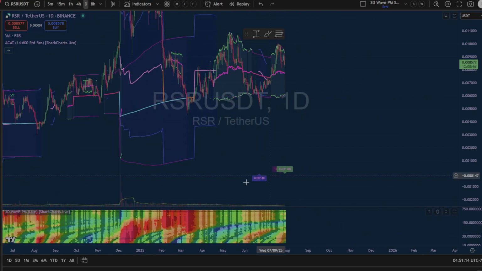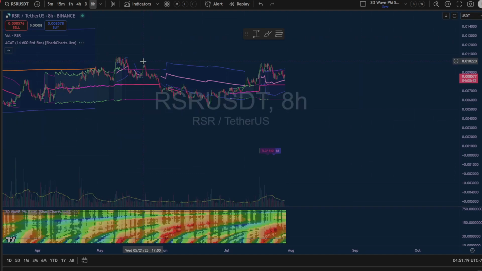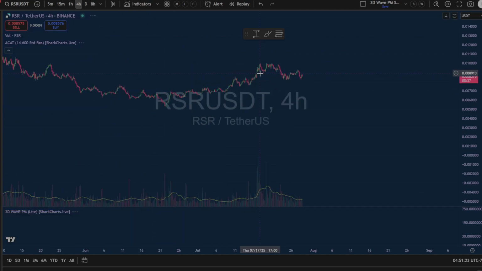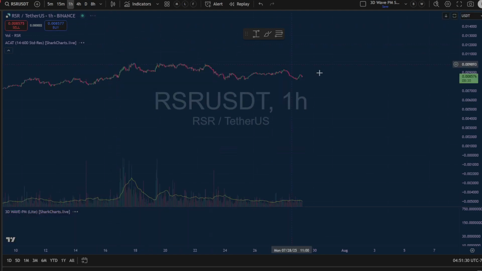Daily says no volatility overhead. Cool. 8-hour chart says noise. 4-hour chart says, would you look at that? More noise. Is there anything on the 1-hour chart? Do we have maybe a potential compression play?